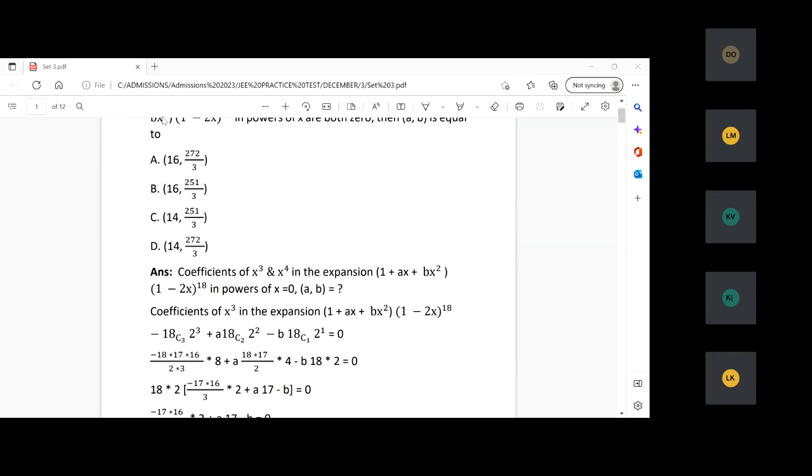And here in the options, you can see it's very confusing. There is 16 and 14, 272 by 3, 251 by 3, 251 by 3, 272 by 3. So it's either 16 or 14 for A, and either 272 by 3 or 251 by 3. So which is the combination? That is something you need to find out. So I'll just check in the option.